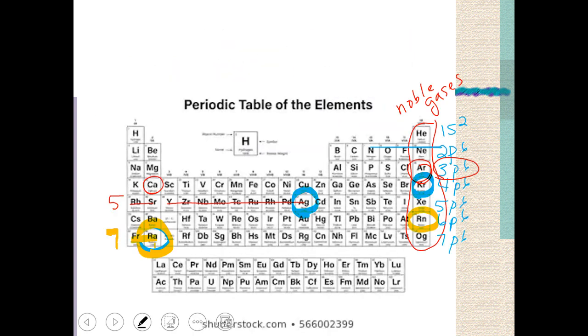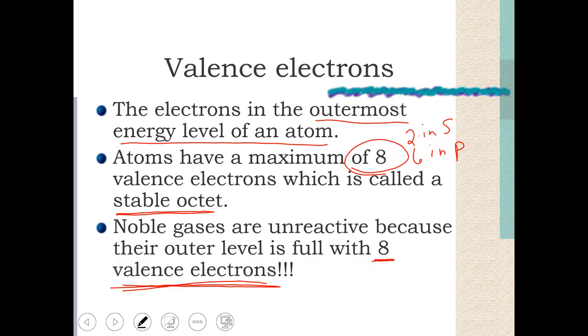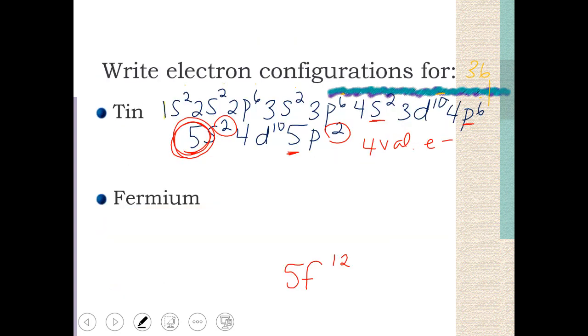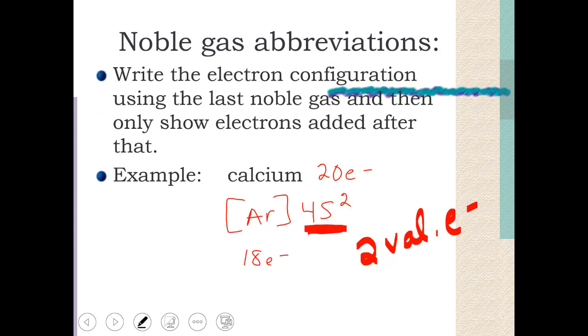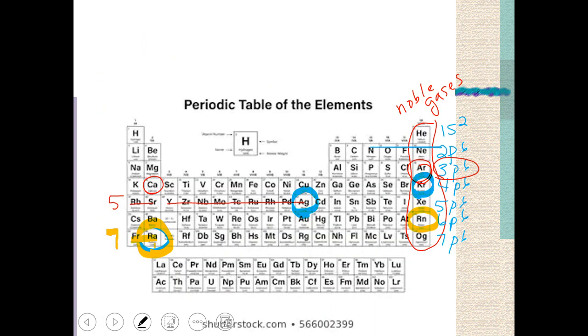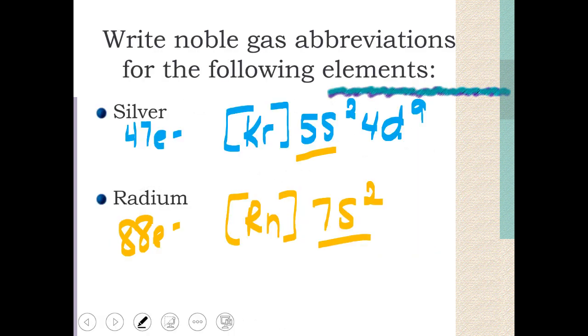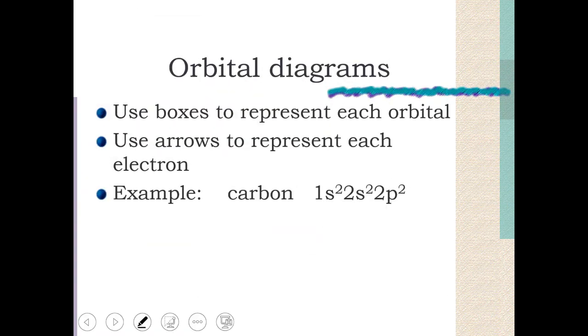So you'll get some practice at writing regular configurations like this, and you'll get some practice at noble gas abbreviations. A lot of times people ask me, can I use other elements to abbreviate? Nope, just the noble gases. Why the noble gases? Recognize that when you fill in the noble gas, the very next electron starts a new row. You are completing a valence shell and then starting a new row. And that's the only reason you can use the noble gases to do the abbreviating.